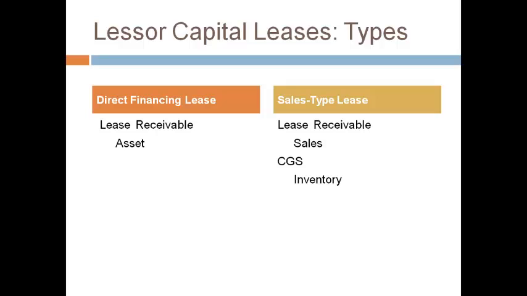The direct financing lease reports a lease receivable at the cost of the asset. There is no profit on the asset. All profit will come from interest earned as time passes.